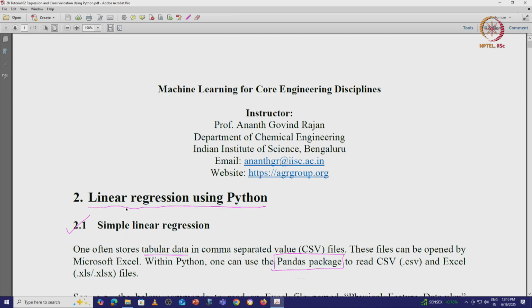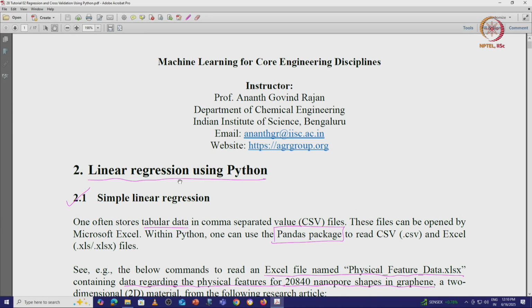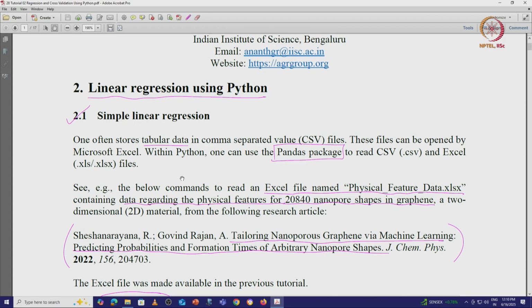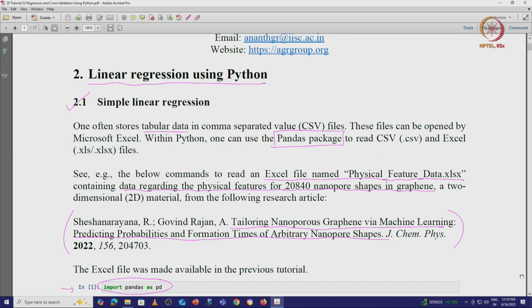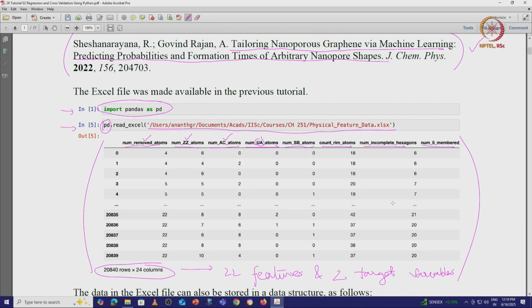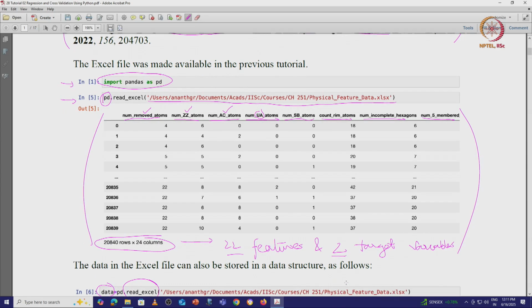So last time, just as a quick refresher, you had looked at linear regression using Python, and first we had imported all the data into the Jupyter notebook through the use of the pandas package to read our CSV or Excel file. And as a reminder, the data is taken from this particular paper here, but you are free to use any particular data set that is of particular interest to you, right. And again, the data set consisted of 22 different features and 2 target variables and about 21,000 data points.